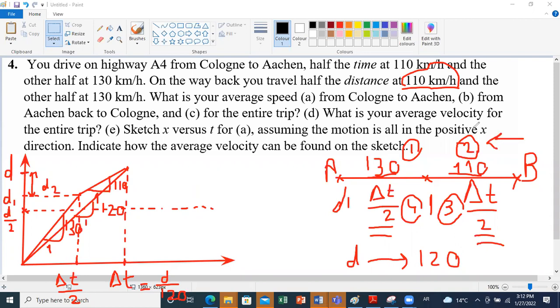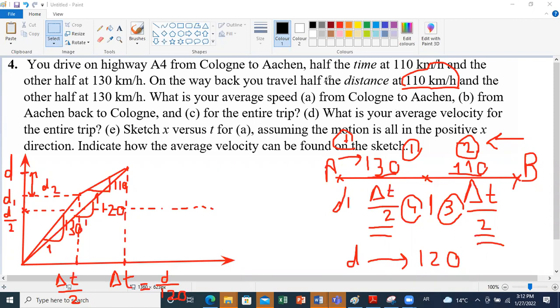When you move back, I am considering that A is the origin, and the positive direction is from A towards B. When you move back from B to A, your velocity is negative because you are moving in the negative direction. So your slope will be negative, but x will remain positive. x is positive because you are still at the right of your origin, which is A. So now when you move backward, the velocity will be negative. So the slope will be negative.